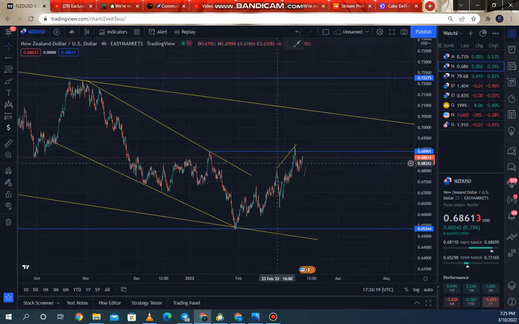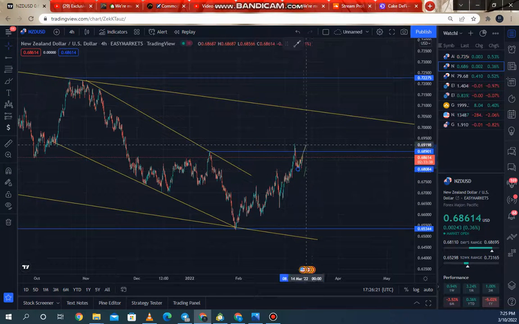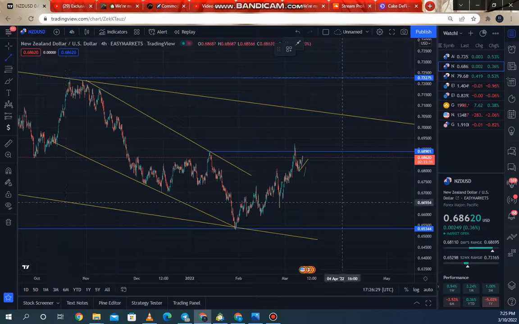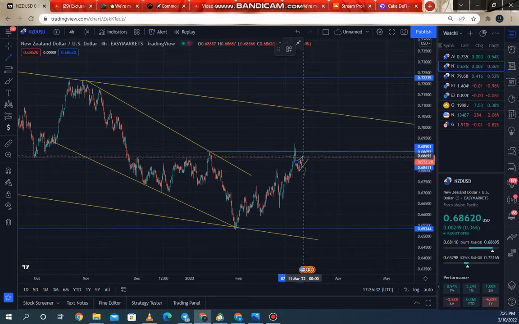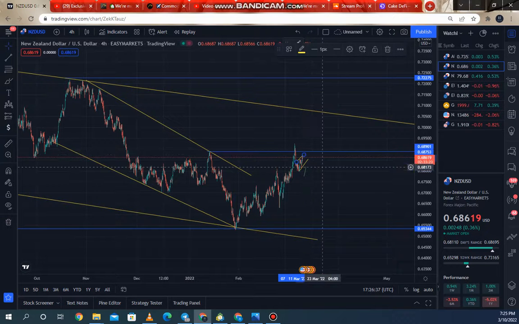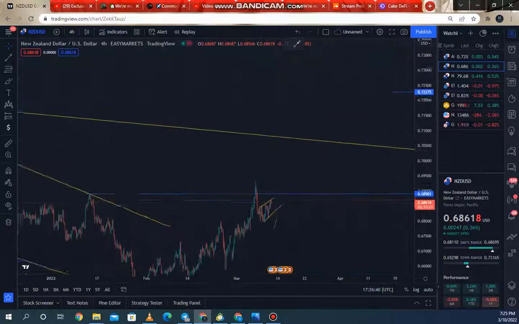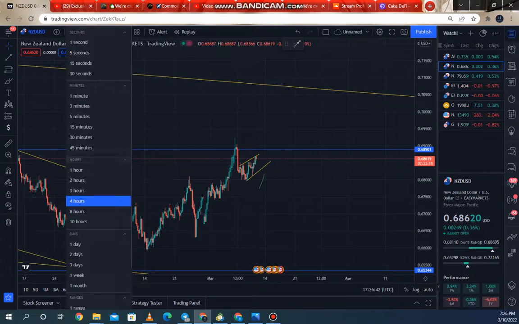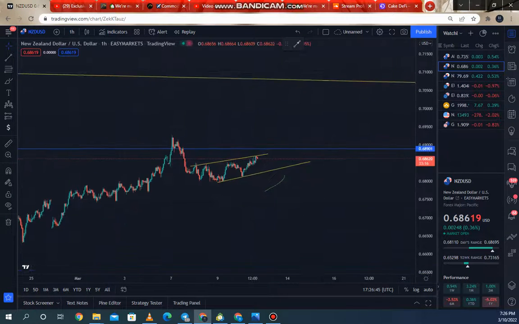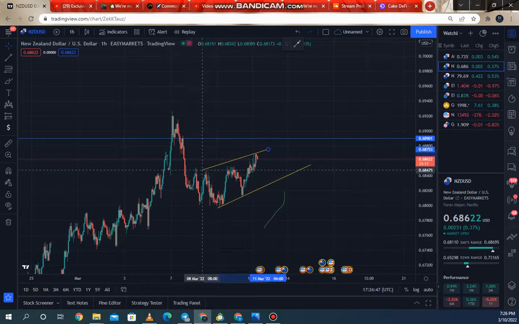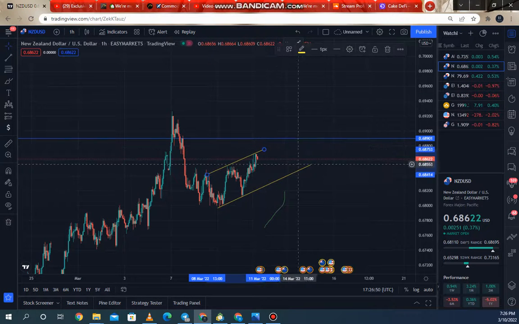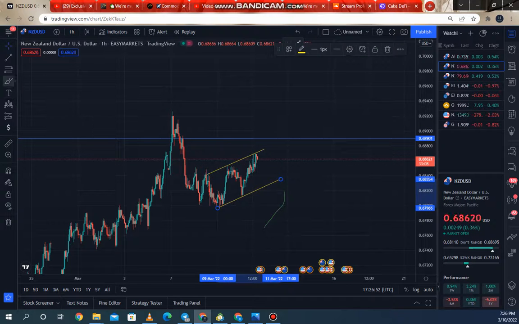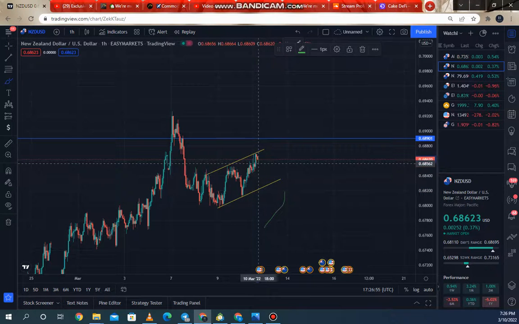Let me just remove this and do like this. Okay, there we go. So if we zoom into the lower time frame, of course, we're going to have a proper structure here on the 1 hour. So also from this structure, expecting a pullback.